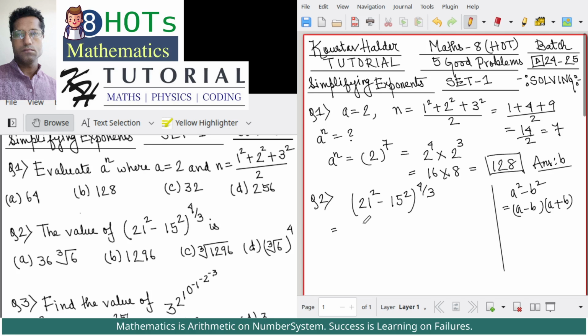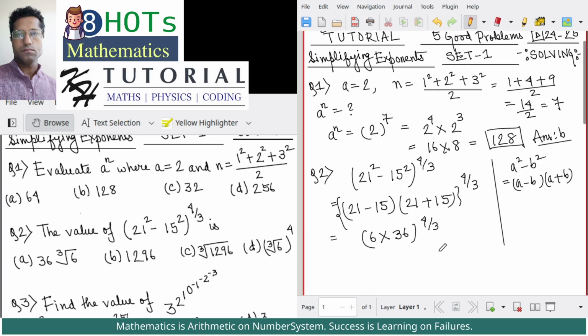So using the formula a square minus b square is equal to a minus b multiplied by a plus b, this becomes 21 minus 15 multiplied by 21 plus 15, and this whole raised to the power 4 by 3. So this is equal to 21 minus 15, which is 6, multiplied by 21 plus 15, which is 36, and this whole raised to the power 4 by 3.